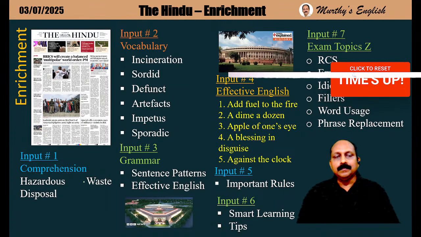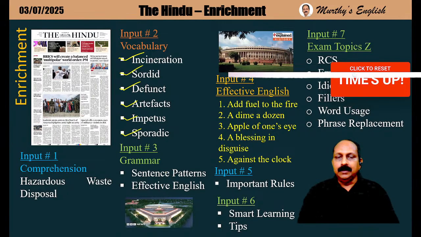The first one, comprehension skill. Today's editorial is all about hazardous waste disposal, an important topic that goes with environment. When I do the analysis, you will be able to improve your comprehension skill. That is input one. Input two, vocabulary. What are the words you're going to learn from today's editorial? Incineration, sordid, defunct, artifacts, impetus, sporadic.